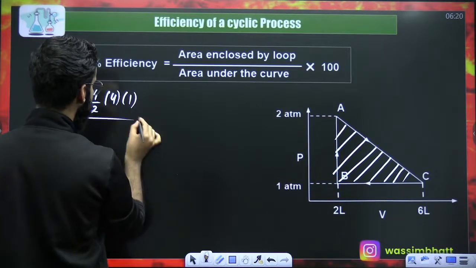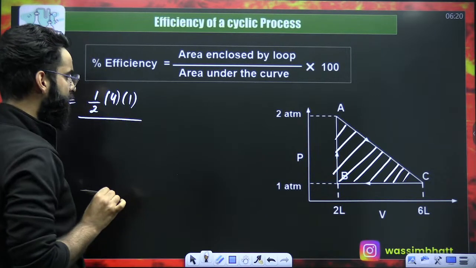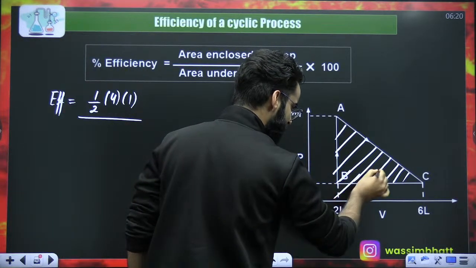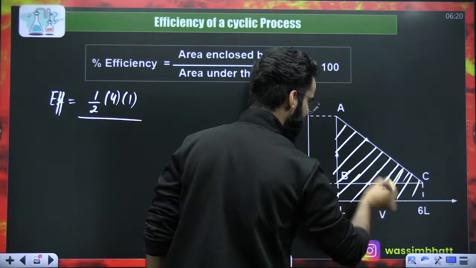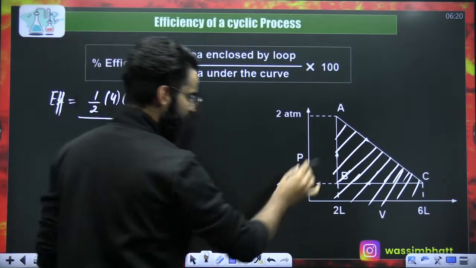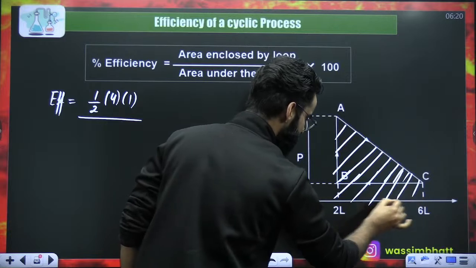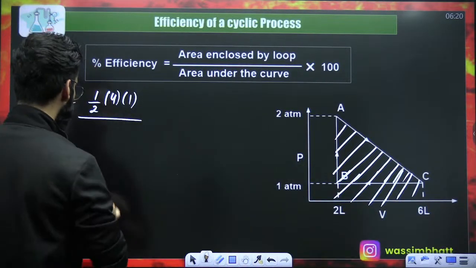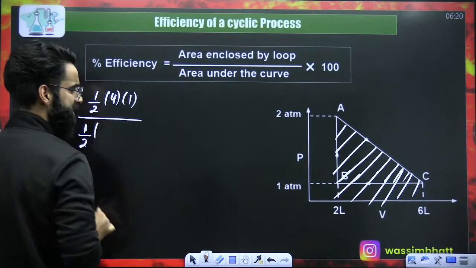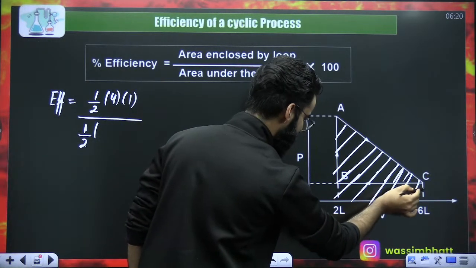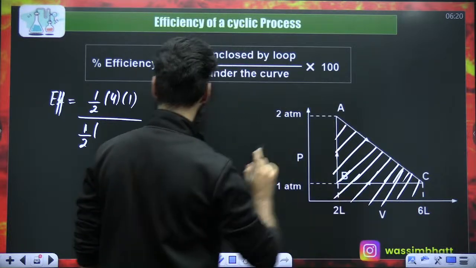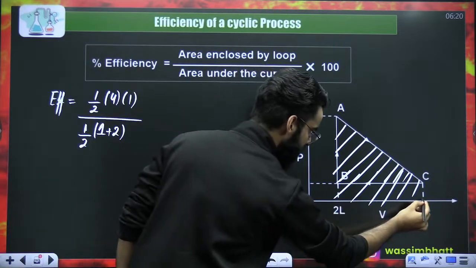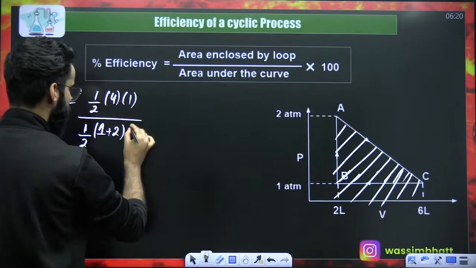So this is the area enclosed by the loop divided by the area under the curve. Area under the curve means this whole area. My dear students, this particular diagram, if you see, is a trapezium. How do we calculate the area of a trapezium? Half of the sum of parallel sides, which is 1 plus 2, into height. This is the height from here to here, 2 to 6, that means 4.